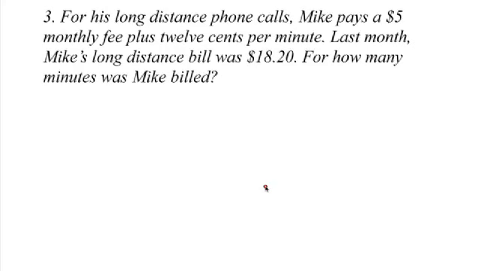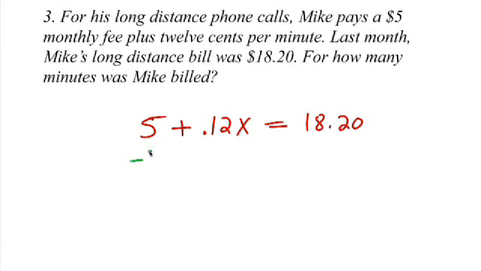We'll go ahead and subtract 5 from both sides. That will give you 0.12X equals $13.20. Finally, divide both sides by 0.12. And again, you can use a calculator in this class. My calculator says 13.2 divided by 0.12 is 110. So it looks like he must have talked for 110 minutes.